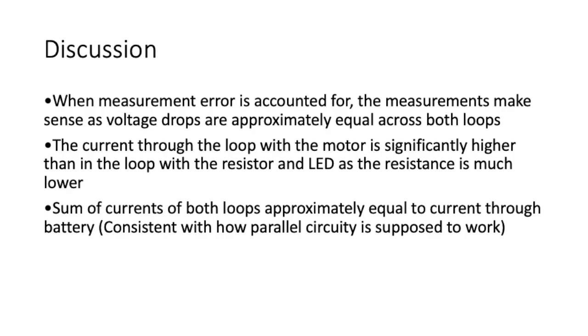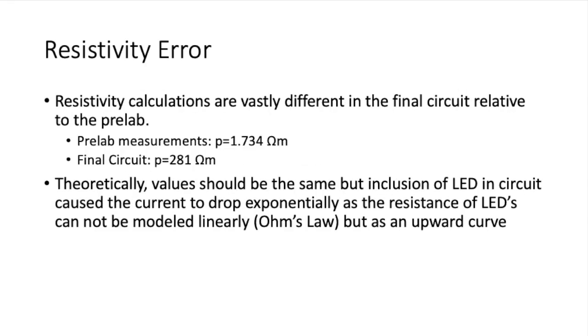Current through the loop with the higher resistance is significantly lower than the one of less resistance, and the sum of the currents through both loops is equal to the current through the battery, or the total current. We figured out that our vastly different values in calculated resistivity had nothing to do with the Plato resistor, but the LED bulb in series with the resistor. The LED's semiconductor properties caused the resistance to change over time in a nonlinear fashion, as an upward curve of sorts that significantly increased the resistance along that loop.